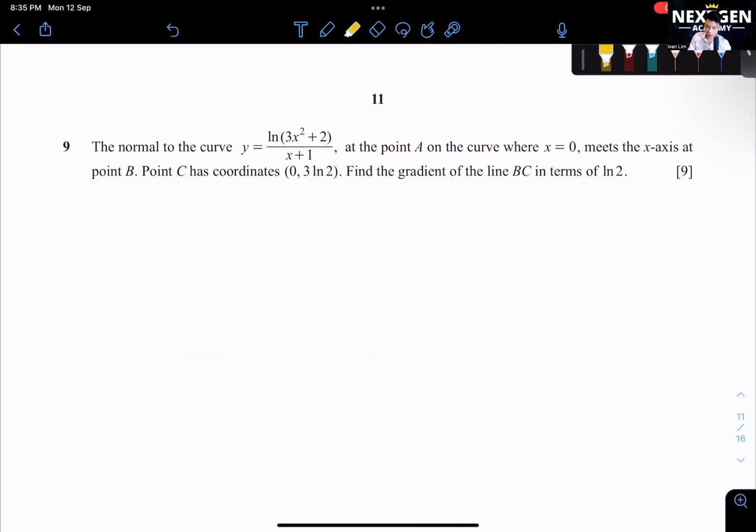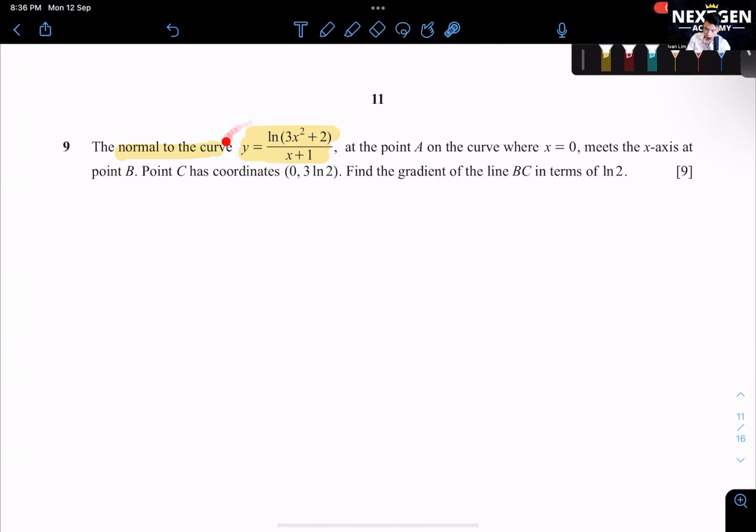The normal to the curve y equals ln((3x squared plus 2) over (x plus 1)) at a point A on the curve where x equals 0 meets the x-axis at point B. Then point C has coordinates (0, 3 ln 2). Find the gradient of the line BC in terms of ln 2.